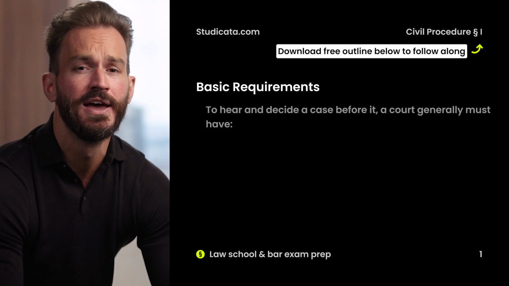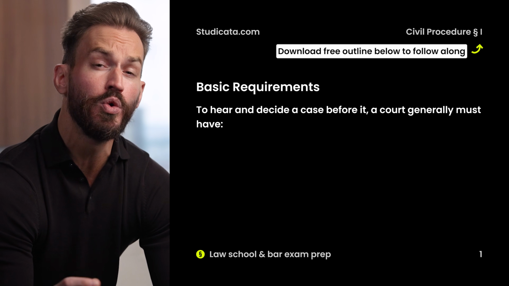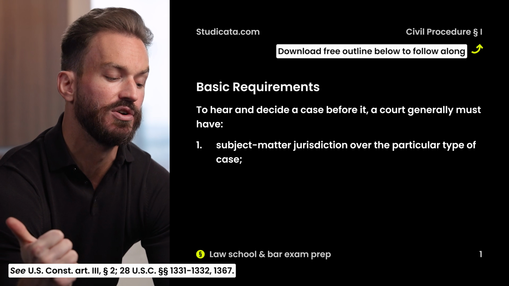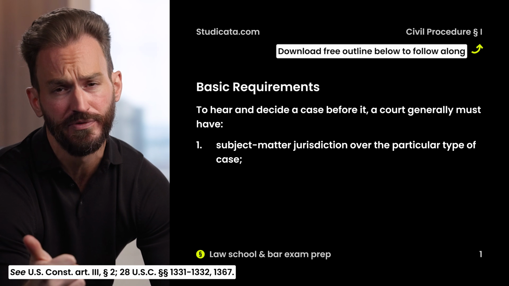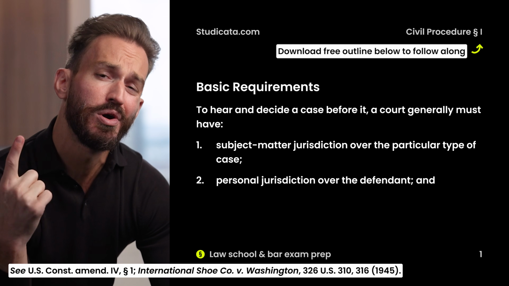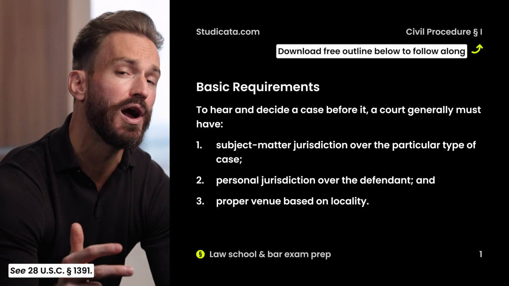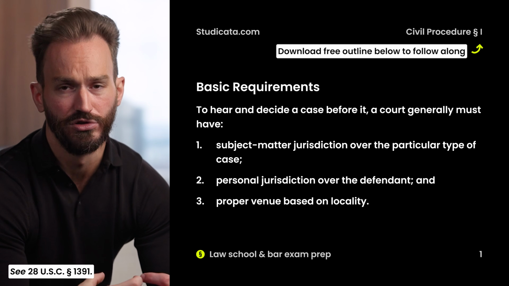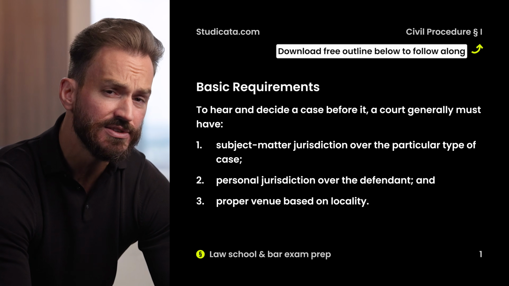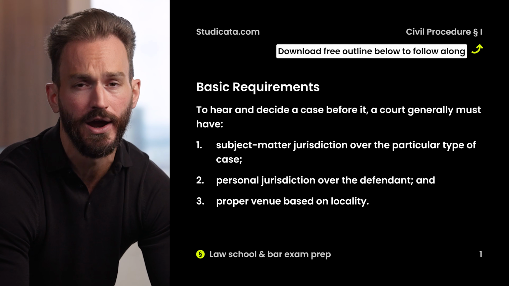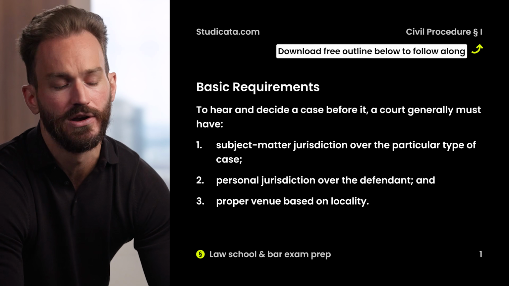Remember, here we say to hear and decide a case before it, a court generally must have three things. Number one, court needs subject matter jurisdiction of the particular type of case before it. Number two, court needs personal jurisdiction of the defendant. And number three, we know that court needs proper venue based on locality. Of course, in this lesson, we're continuing our discussion of this first basic requirement, which is subject matter jurisdiction.